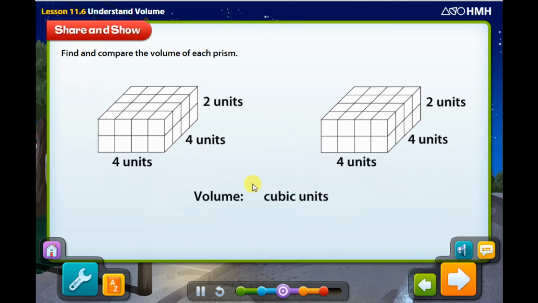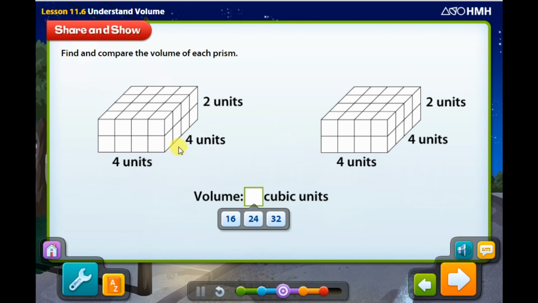Find and compare the volume of each prism. These two prisms have the same length, width, and height, which means they have the same volume. Select the volume that represents both prisms. Okay, it's the same volume.